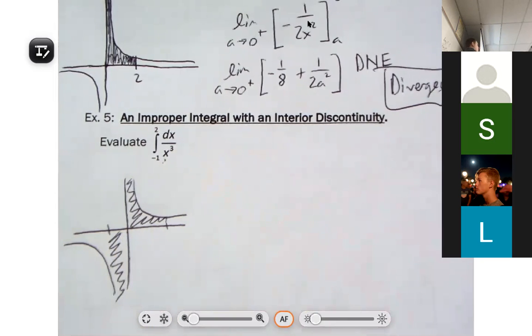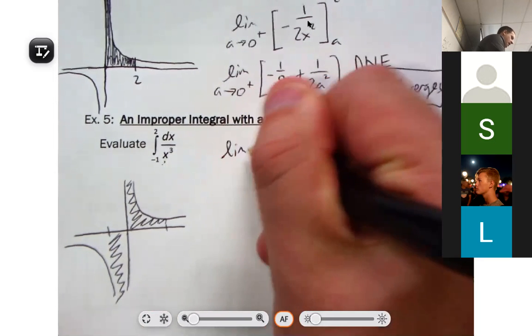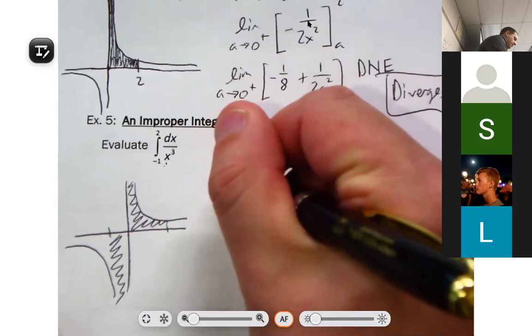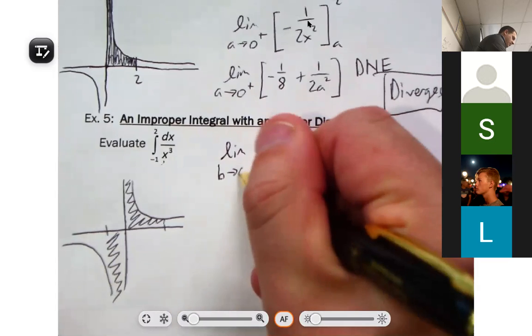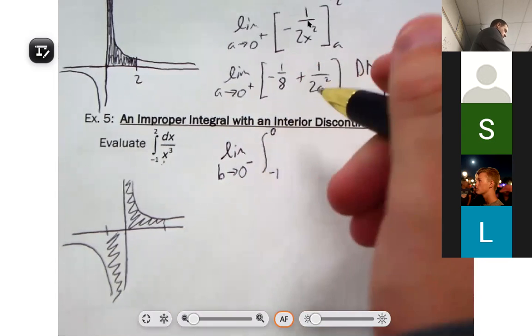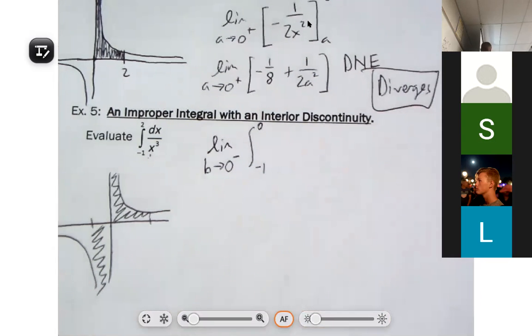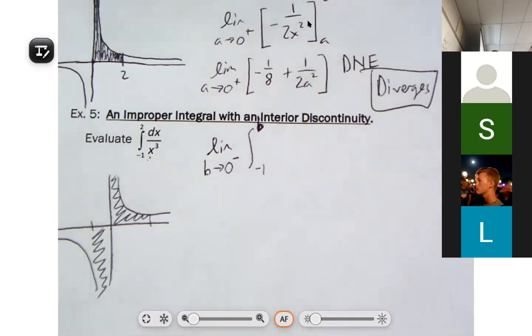But anytime you have that vertical asymptote, that's where one-sided limits come into play. So if I'm doing from -1 to 0, I'm going to have the limit, and if the upper limit is 0, I'm going to use b. So b, the upper limit, can approach 0 from the left. My upper limit is b. b is that vertical asymptote, and I can only approach that vertical asymptote from the left.